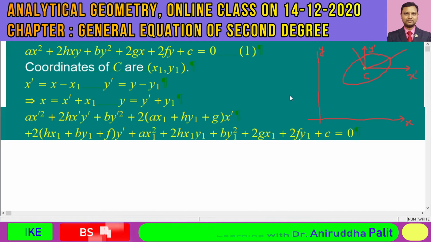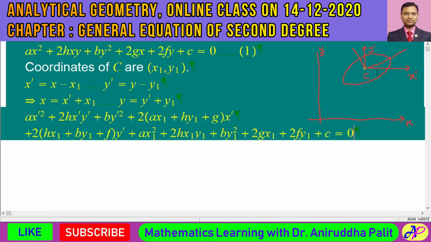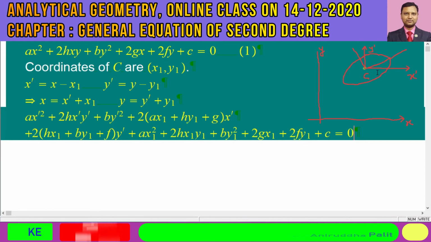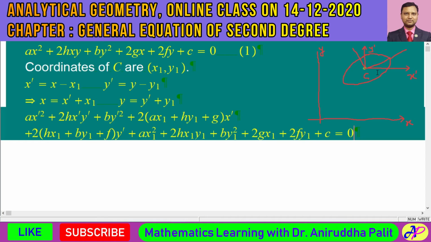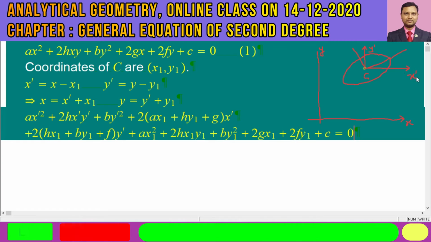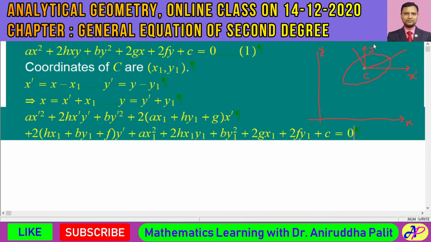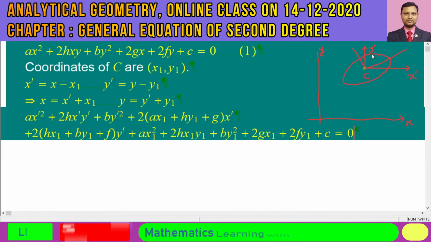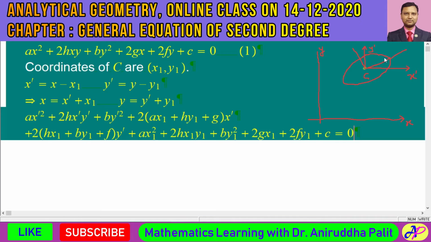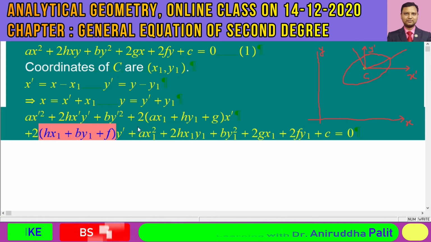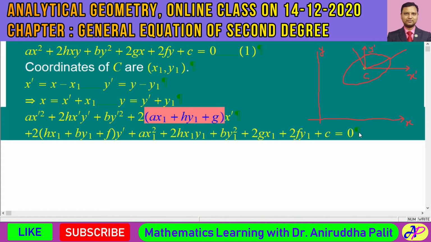Now we know that in the previous class of this chapter, we proved that with respect to these x prime and y prime coordinates, this kind of conic is a central conic having its center situated at the new origin C. C is the new origin, and therefore the coefficient of x prime and the coefficient of y prime would vanish. So this much would be equal to 0.